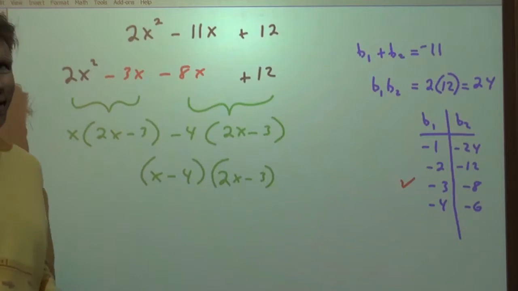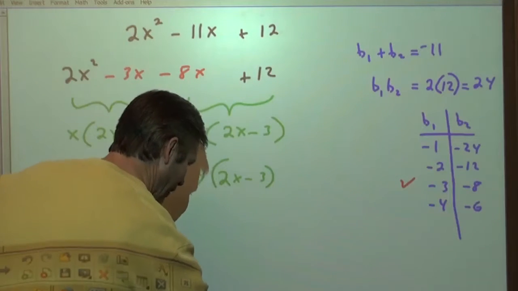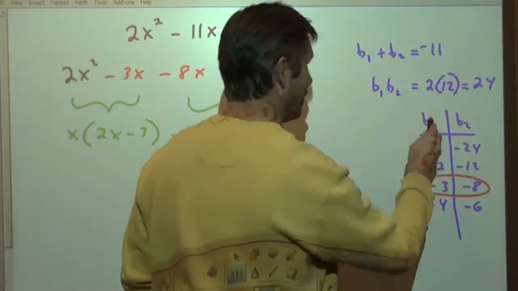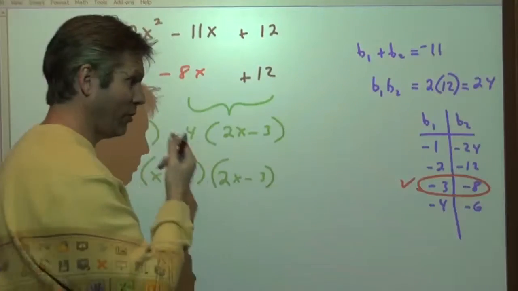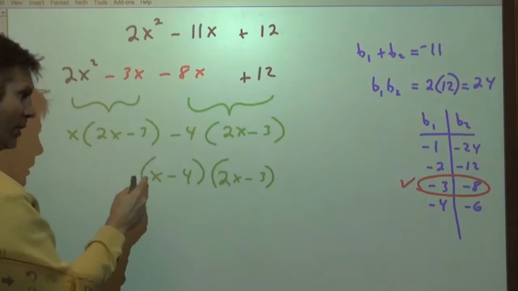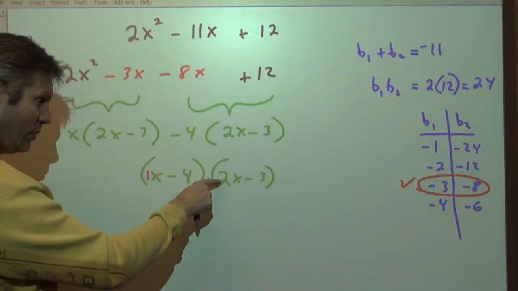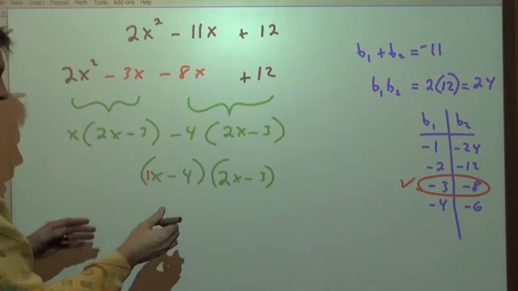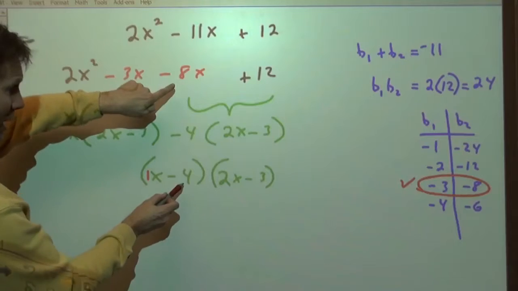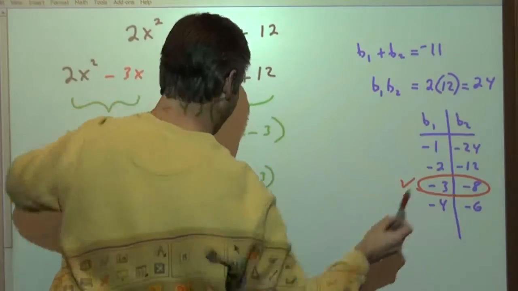Now, why does it work? It's a little complicated. Let me just kind of head us in the right direction. The reason we need this combination that adds to negative 11 and multiplies to 24 is because in the end, when you end up with your binomial, you're going to have 4 coefficients. A 1, a negative 4, a 2, and a negative 3. And in the end, for example, for us to get this negative 8x here, we're going to need a negative 4 times a 2. That gives us a negative 8. That's a negative 8 right there.